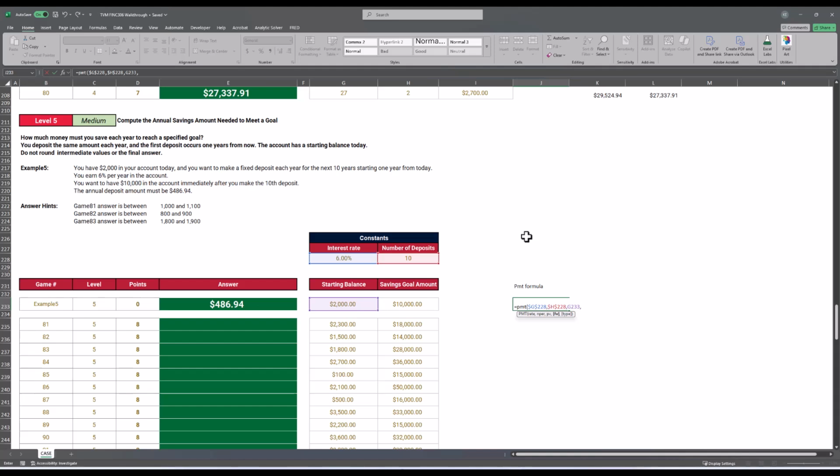My savings goal, that would be like a withdrawal from the account. So I'm going to pull 10,000 out. So that's going to have a negative sign. And so this should give me a positive number for my payment. And it does, and that matches.